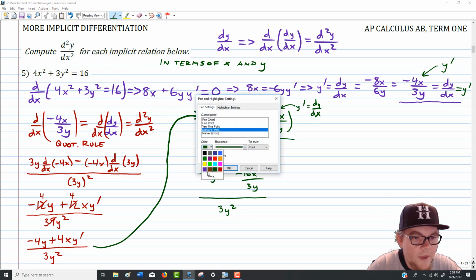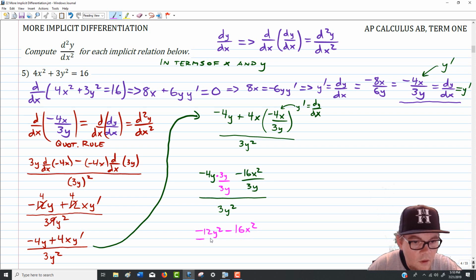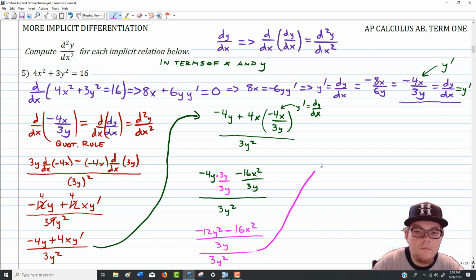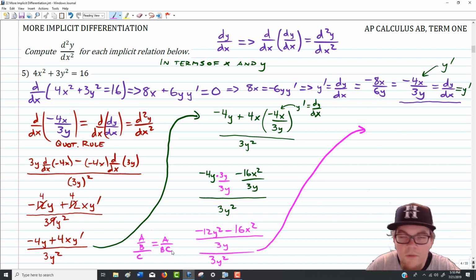To clean this up a little bit and prepare for bringing some pieces together, I want to get a common denominator, so I'm going to multiply up and down by 3y. When I do, I get negative 12y squared minus 16x squared all over 3y, and all that is over 3y squared. With that in place, we can use the fact that we're dividing fractions. Remember, we've said this many times in this course: if you have a over b over c, that's the same thing as a over bc. It's to flip the second fraction and multiply when you're dividing fractions. So in this case, we end up with, on our numerator, negative 12y squared minus 16x squared.